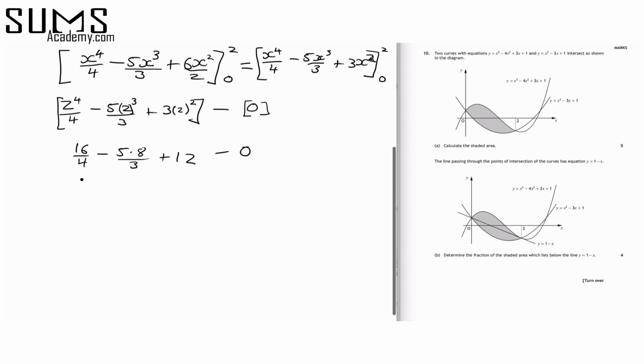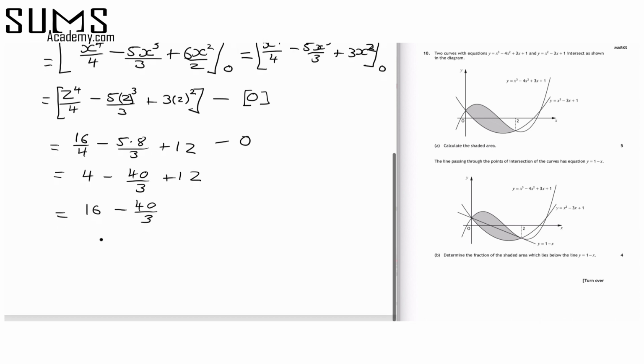So what does this then become? 16 divided by 4 is 4. 5 times 8 is 40, all over 3, and plus 12. Okay. So equals 4 plus 12 is 16. So 16 minus 40 over 3.